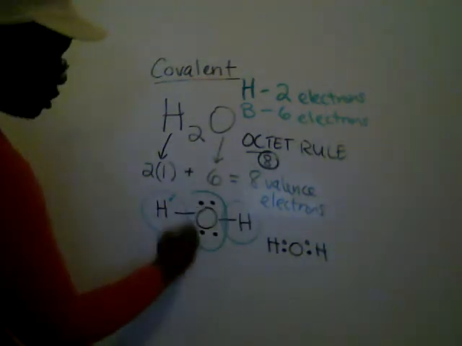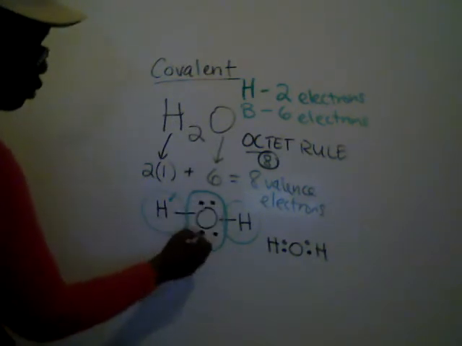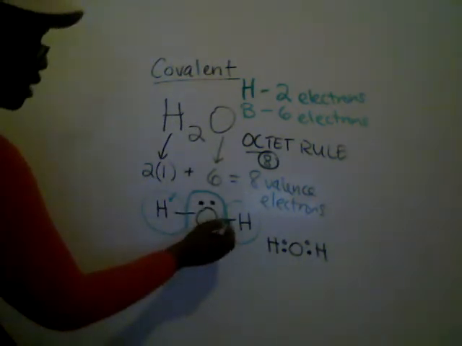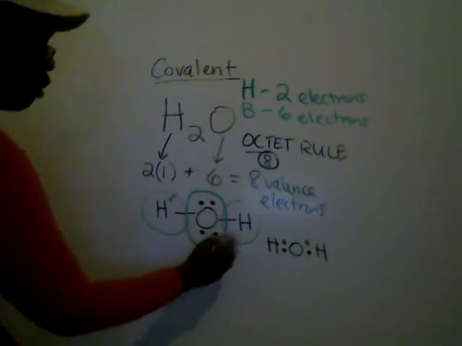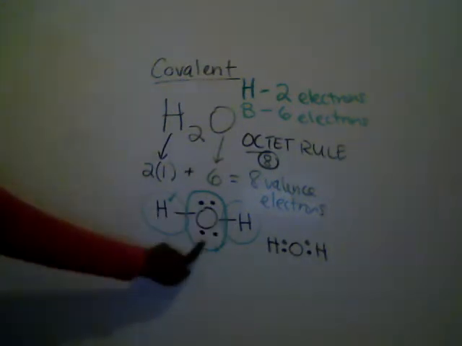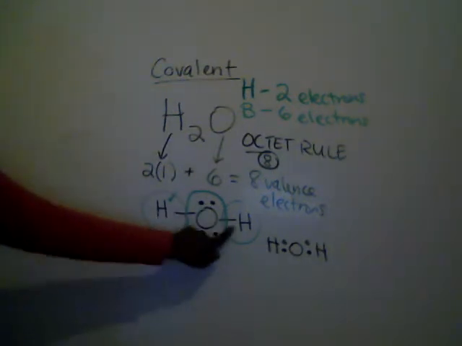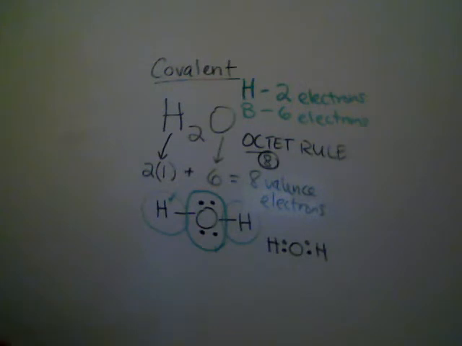Now if we look at the oxygen, oxygen has 1, 2, 3, 4, 5, 6, 7, 8. So oxygen also is fine. It has 4 to itself, and then it has 2 on each side that it's sharing. So it has 8 total. So the oxygen is actually perfect. So this would be the Lewis dot diagram for water.